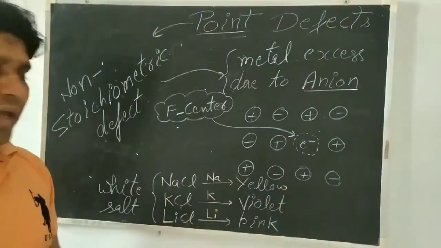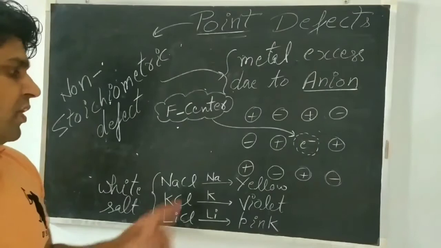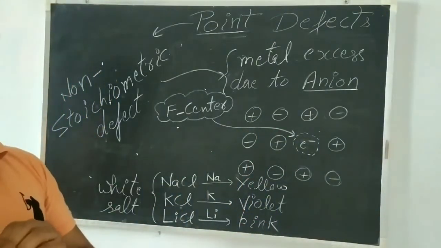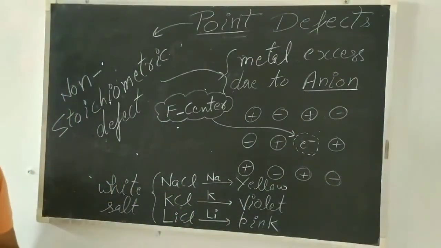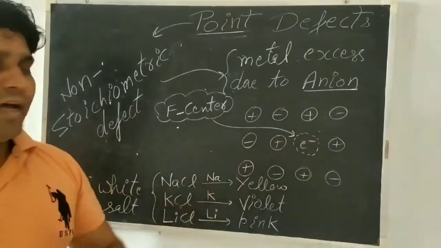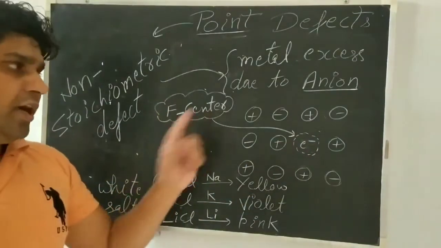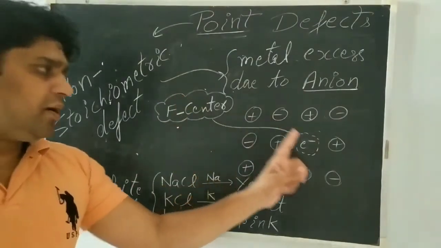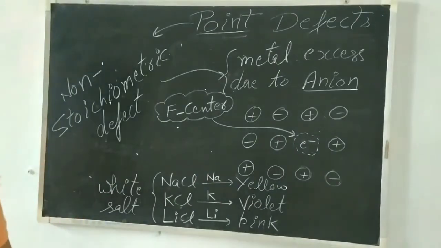That yellow color exists because the sodium vapor releases electrons. These electrons are trapped in the anionic vacancy. These free electrons absorb the white light and show colors. The site at which electrons are trapped is called the F center. So, repeating, the F center is the site at which free electrons are trapped in the anionic vacancies.